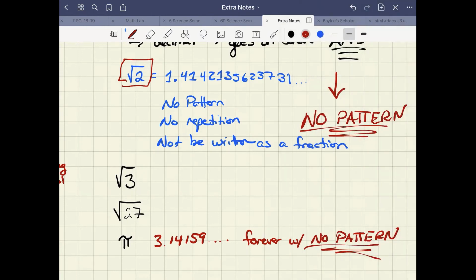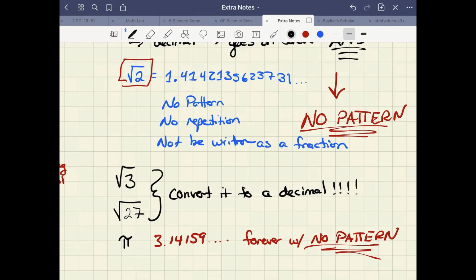Now, if you're asked to do this in an assignment, what's really important here is that if you're given a square root, convert it to a decimal, okay? Because that is how you're going to determine whether it is rational or irrational. You will not be able to determine that if you don't go ahead and convert it to a decimal.